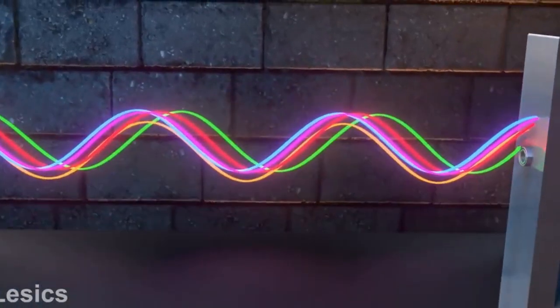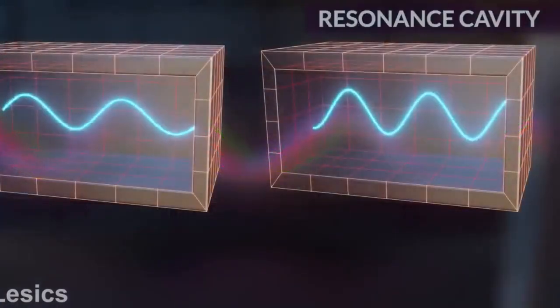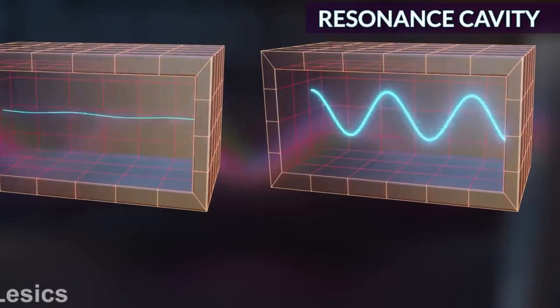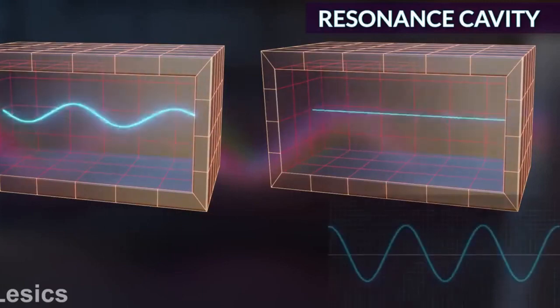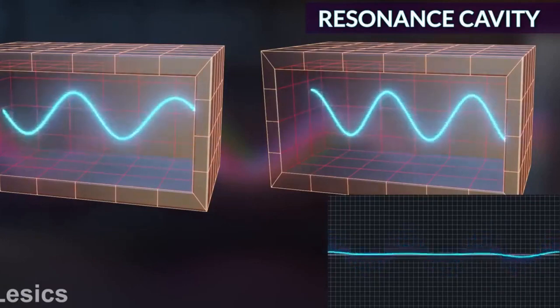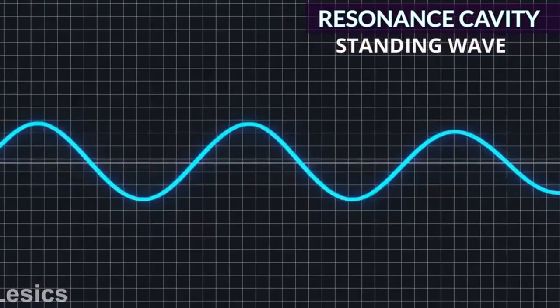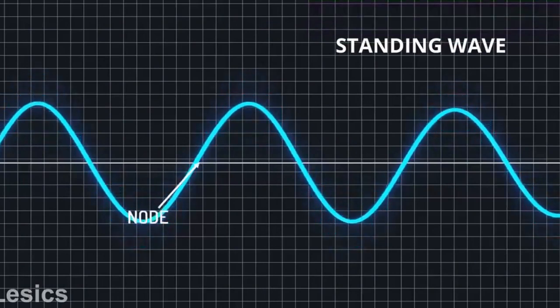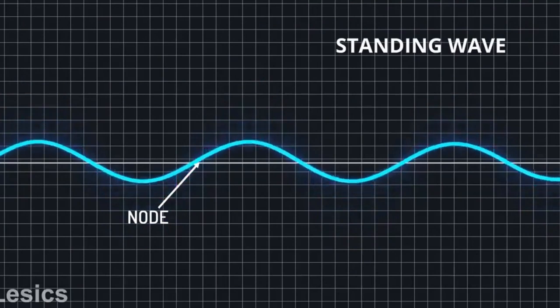However, the most efficient way of trapping electromagnetic wave energy is by use of a technique called resonance cavity. This method also increases the intensity of electromagnetic waves. Let's understand the concept of resonance cavity using a simplified approach of standing waves. A standing wave is a stationary wave that fluctuates in time but does not propagate in space.